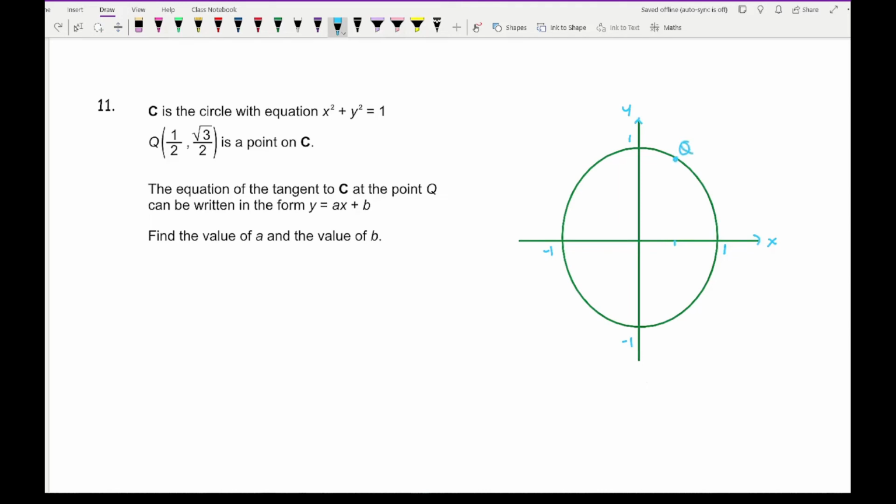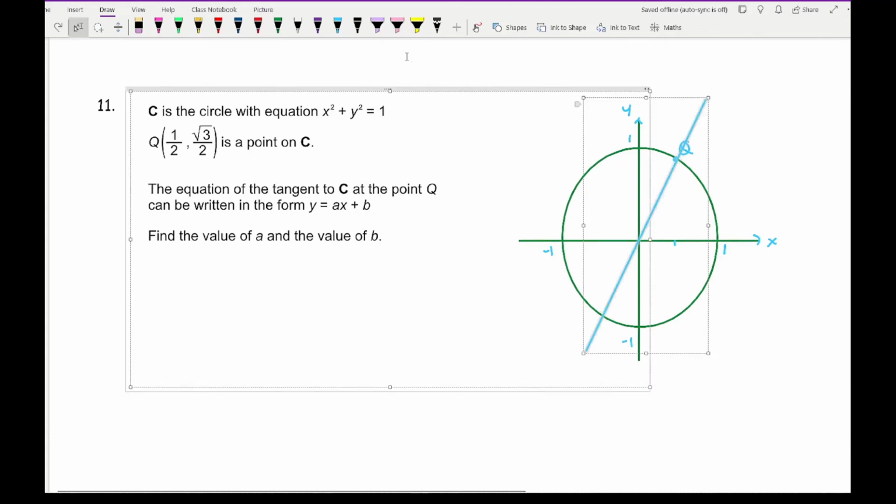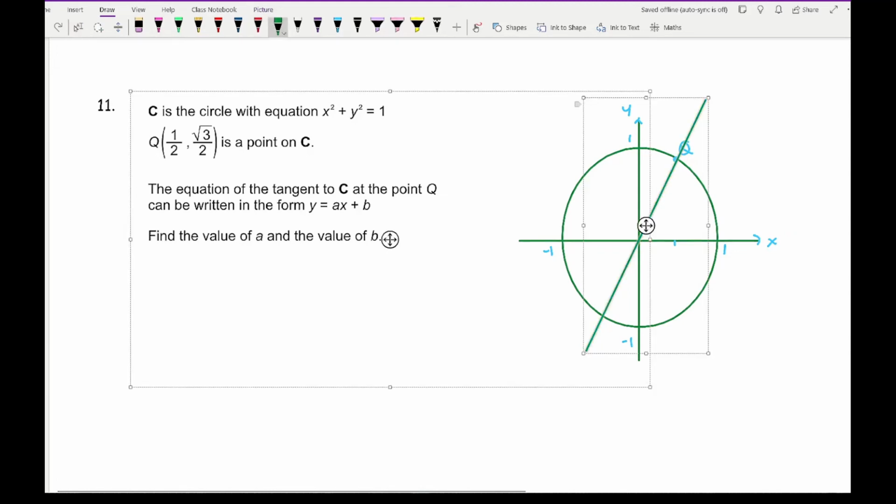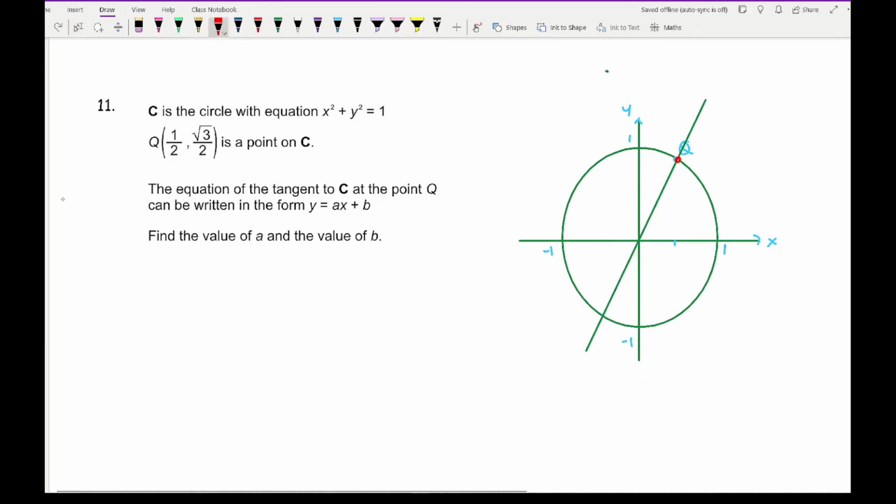And what I'm wanting is a line. Let me draw the line a little bit more accurately. I'm wanting a line that passes through Q and the origin. I'm wanting the equation of that line. So from this, we can see that this point here is Q, and that has a coordinate of a half, root 3 over 2.